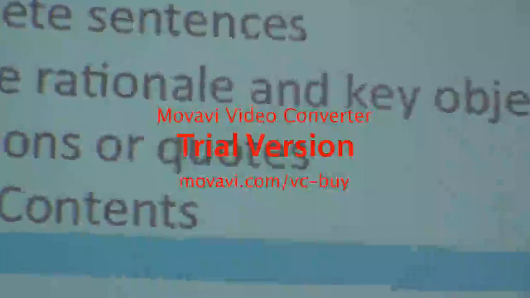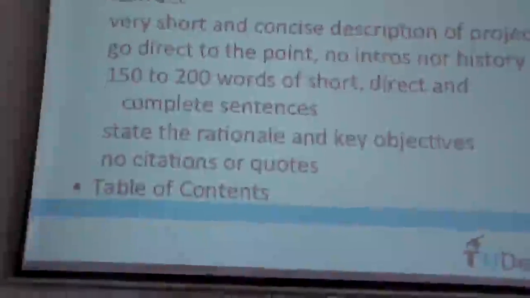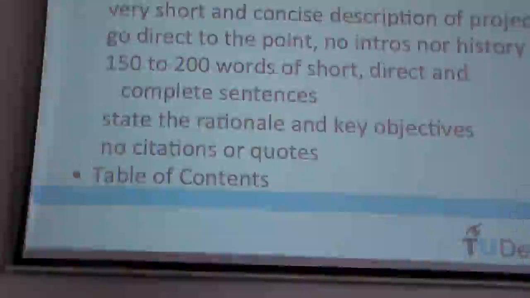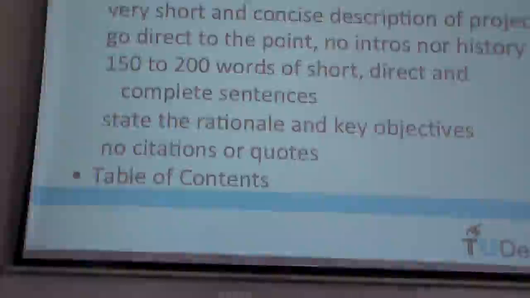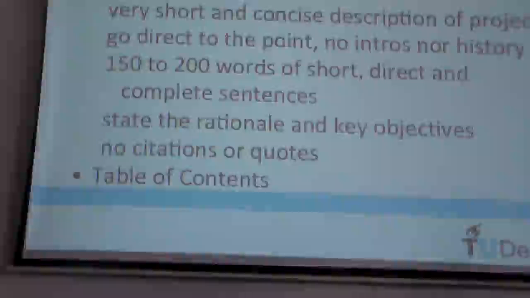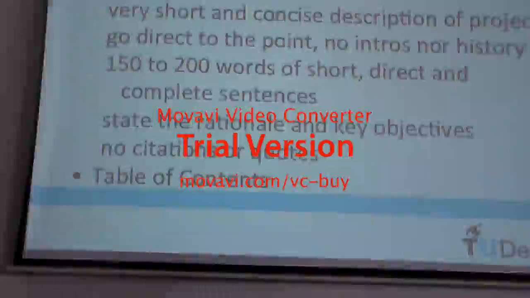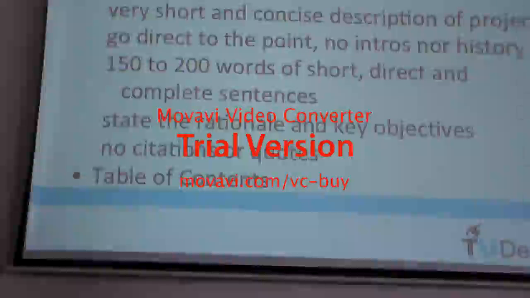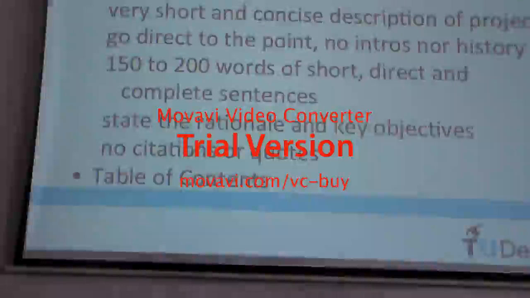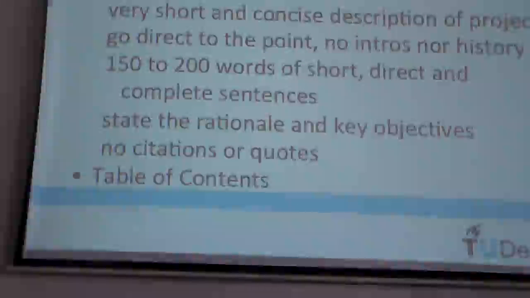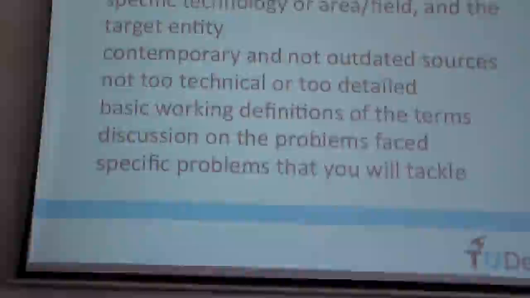Table of contents. You put the content and the number of the page. This is what we mean by table of contents, and it should be hierarchical, meaning an index. For example, chapter 1, then the sections inside chapter 1: 1.1, 1.2, 1.3, 1.4. Chapter 2, 2.1, 2.2, 2.3, like this.